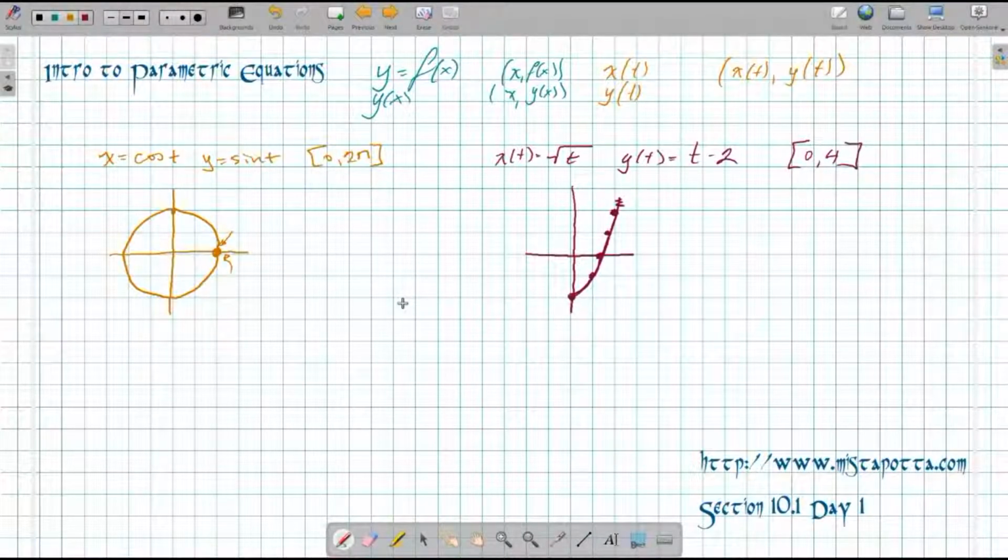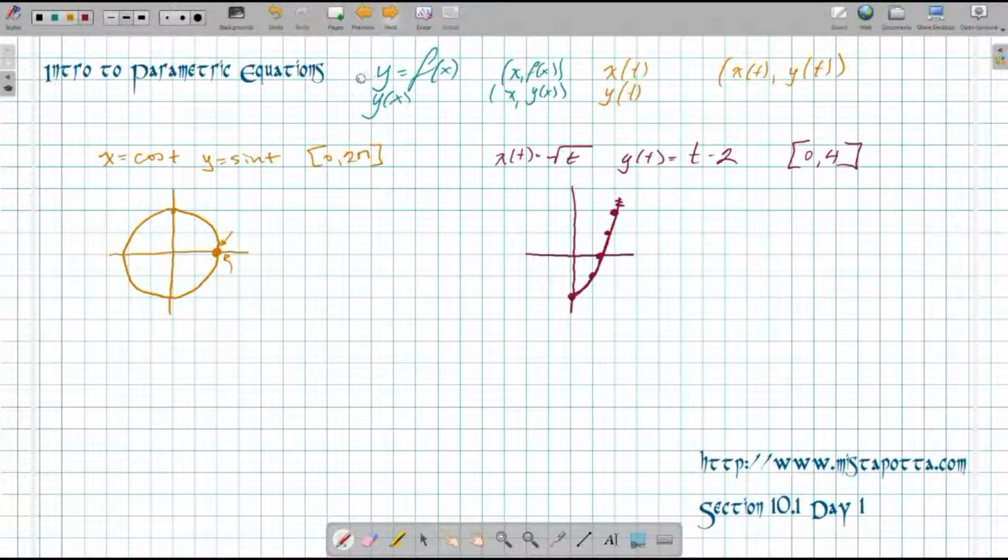I can even talk about a graph whose graph itself is a relation, even though x of t and y of t are both functions. So in other words, I end up with a curve that doesn't pass the vertical line test, even though each one of the functions x of t and y of t are functions in and of themselves.